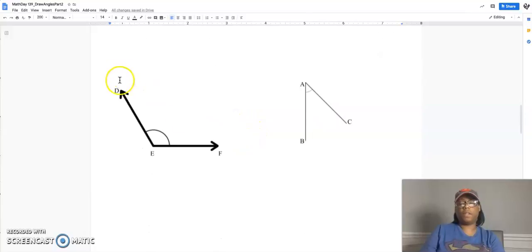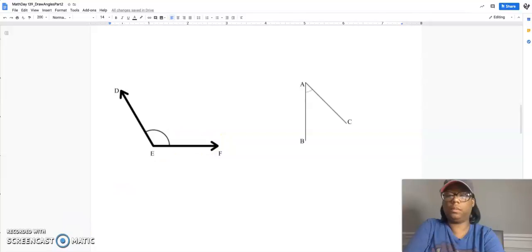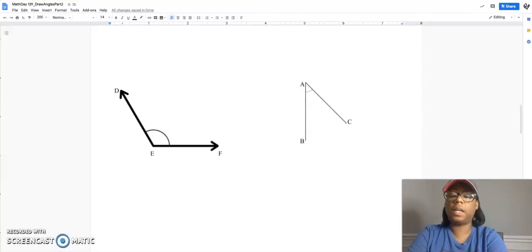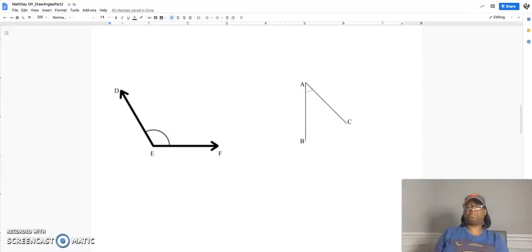If we look at the first figure, DEF is our angle. When I measure angle DEF by placing my vertex at the base and I move from the outside, I can see that my angle equals 120 degrees. Who can tell me what type of angle has 120 degrees? You're right, an obtuse angle.